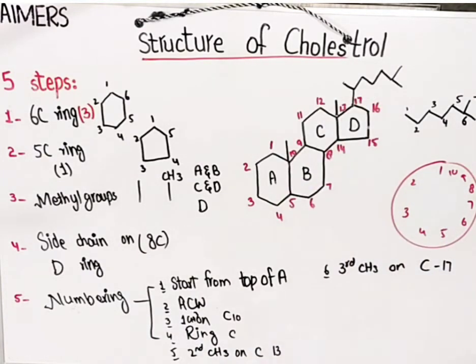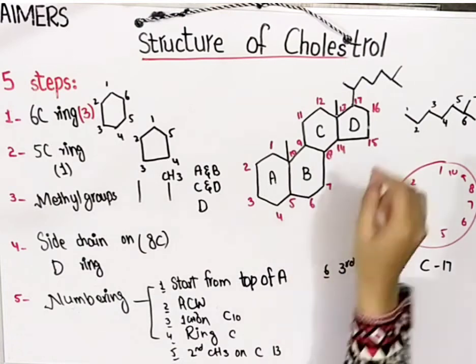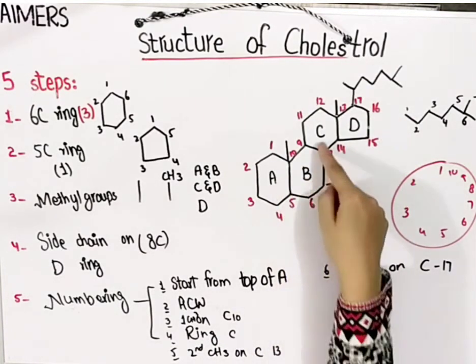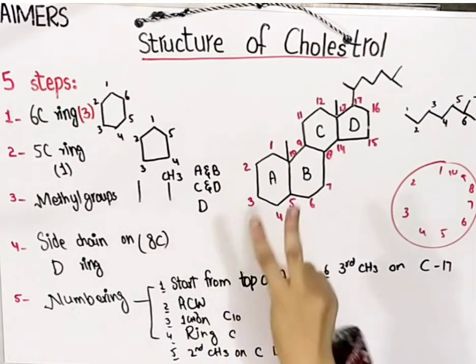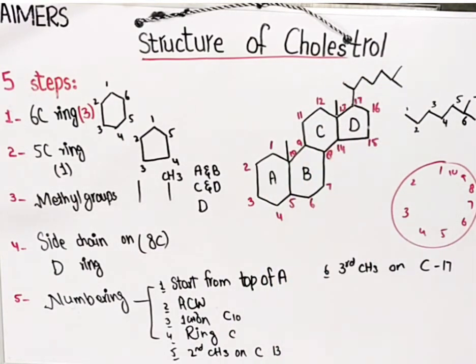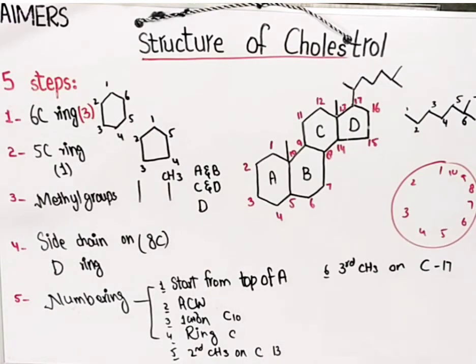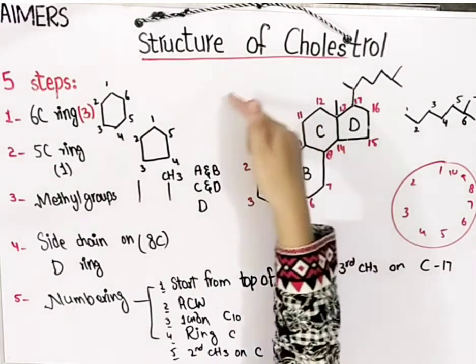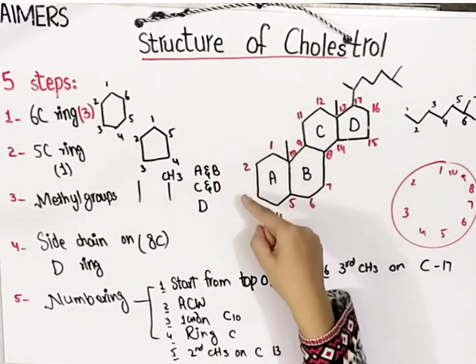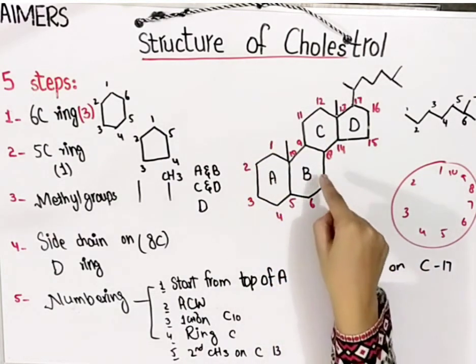Let's revise. Firstly, you have to draw three 6-carbon rings, and you have to draw a 5-carbon ring. Name them A, B, C, and D. Now add methyl groups between A and B, between C and D, and on ring D. Then add an 8-carbon side chain on ring D. Then comes a difficult step, which is numbering. Start numbering from the top of A as first and go in anti-clockwise manner: 1, 2, 3, 4, 5, then 6, 7, 8, 9, 10.